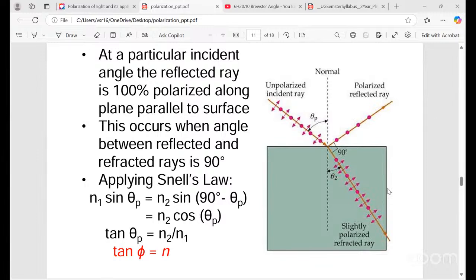By applying Snell's law, sin i by sin r equals mu. That is n1 sin theta p equals n2 sin theta r, where theta r is 90 minus theta p. Sin of 90 minus theta p is cos theta p. So sin theta p by cos theta p is tan theta p, which equals n2 by n1. That is, tan theta p equals n.